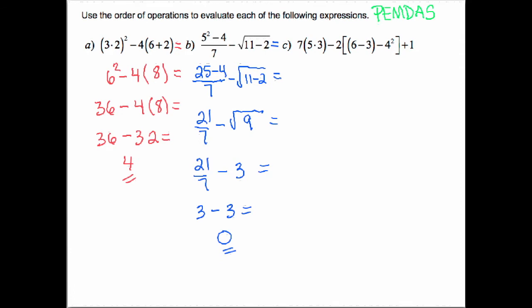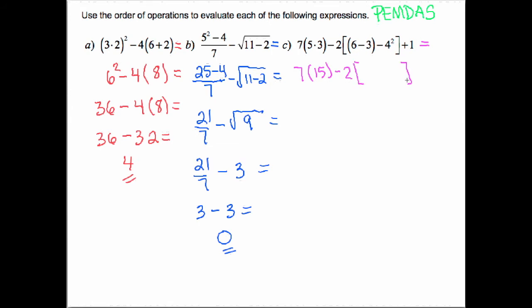We have 7 times 5 times 3 minus 2 times the quantity of 6 minus 3 minus 4 squared, end of quantity, plus 1. This is equal to. I want to work within the parentheses first. Working from left to right, I have 7 times 15. That's 5 times 3, isn't it? Minus 2 times, and I want to work within the brackets first.